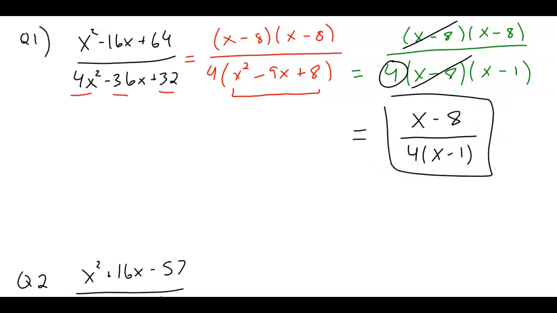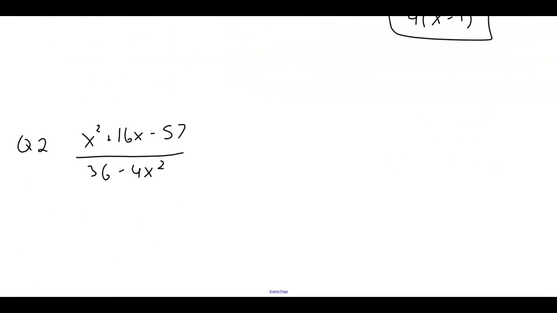Okay, and then question 2 is a little bit weird. The top is easy because you just have to factor that. So what factors of negative 57 add up to 16? You might have to check and guess a little bit, but that comes out to be negative 3 and positive 19. Now the bottom's a little weird.